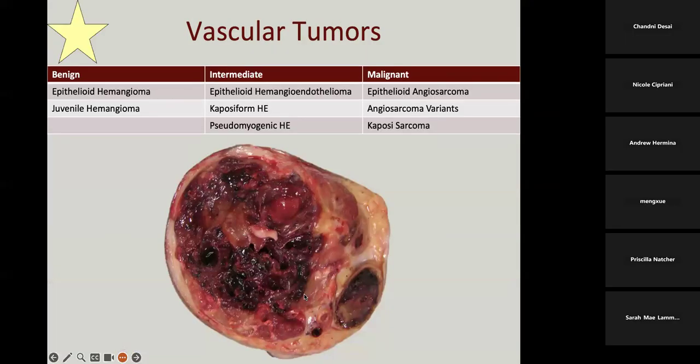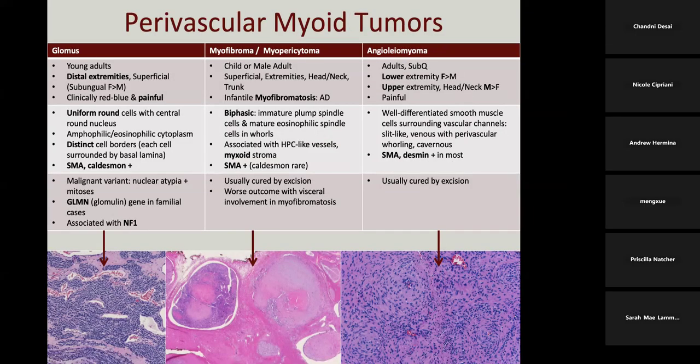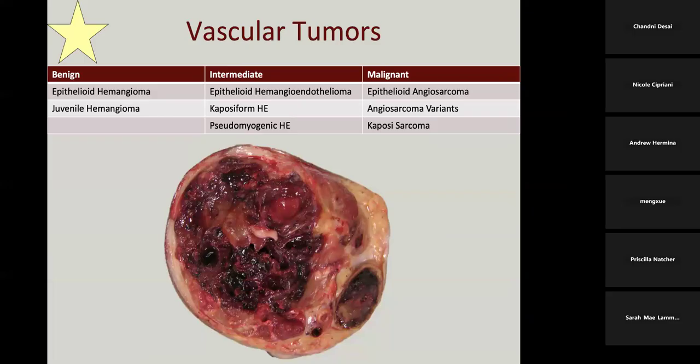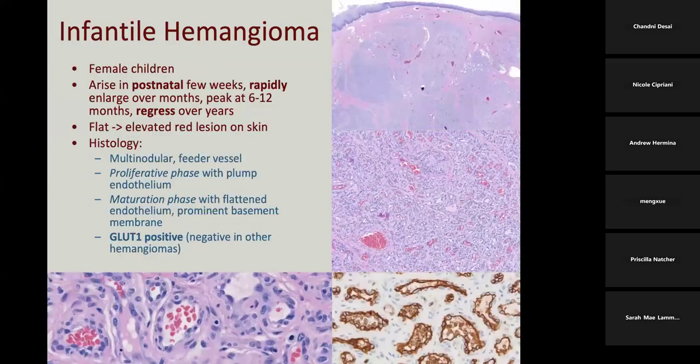Okay. Moving into the actual vascular tumors, right? So these are the tumors of the perivascular myoid cells. These are now the tumors of the endothelial cells, ranging from benign to intermediate to full-on malignant. So infantile hemangioma, benign, rapid growth after birth, peaks and then regresses. If these are biopsied or resected in their proliferative phase, they can be extremely cellular, extremely plump endothelial cells, but very nicely organized into these lobules.